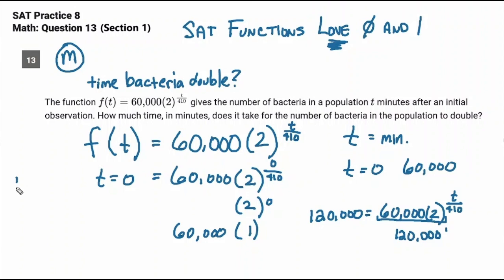So I guess you could do some fancy algebra here, but guys, think about it. If t over 410 is 1, what's t going to have to be? It's going to have to be 410. And that's it. That's the answer. You get it right, and now you move on to some fun, hard questions.